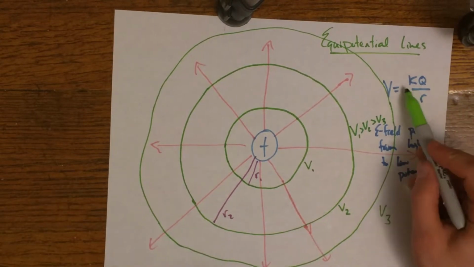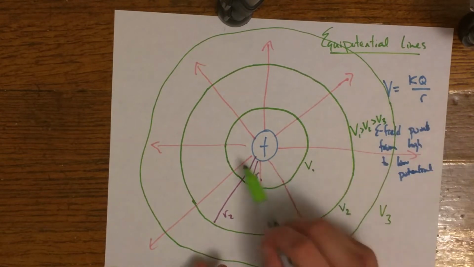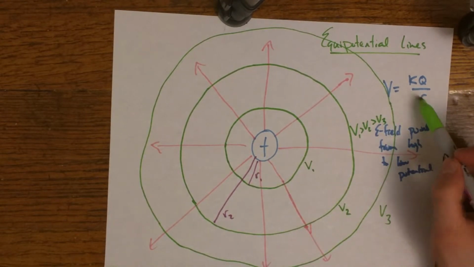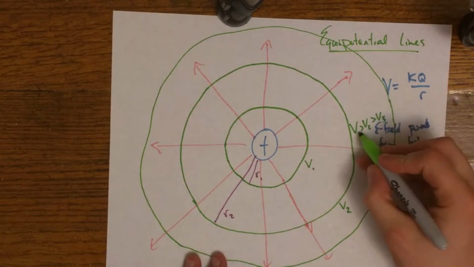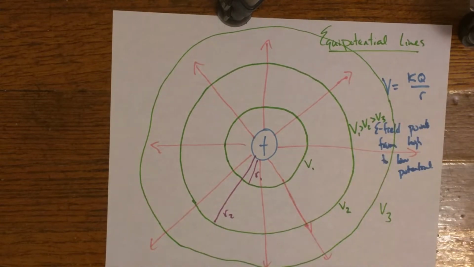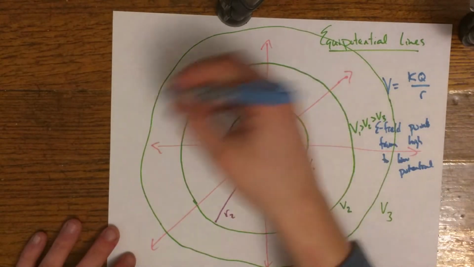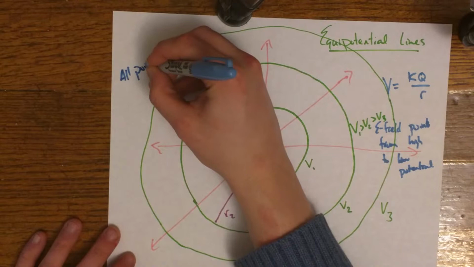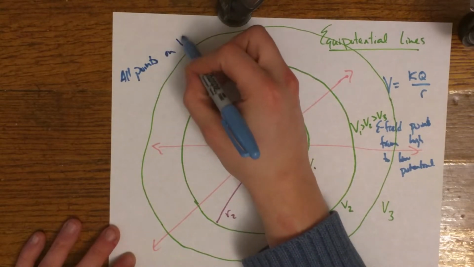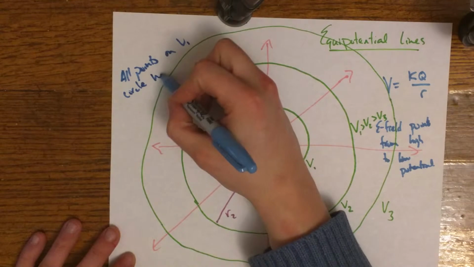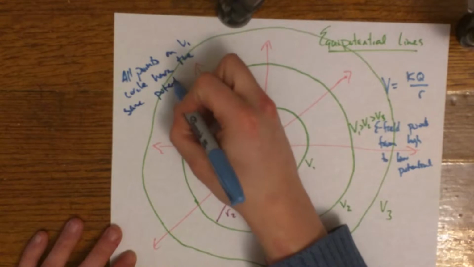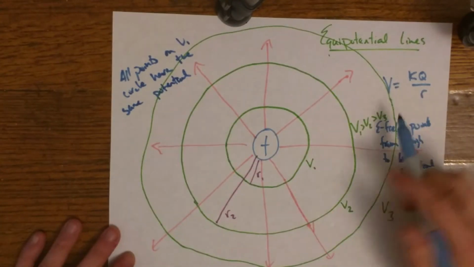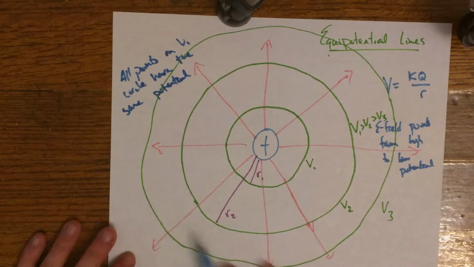That all makes sense with our potential for a point charge equation. As R gets bigger, as we get further away from this proton, V gets smaller, so V1 should be greatest and V3 should be smallest. Another thing to note, well, I already said this, all points on the V1 circle have the same potential. And that is the very definition of an equipotential line, lines that show equal potential everywhere.